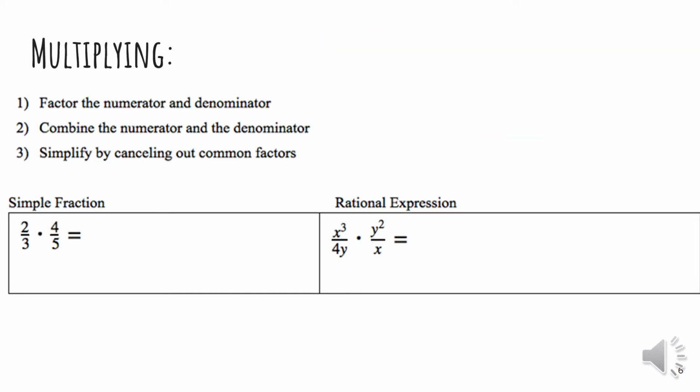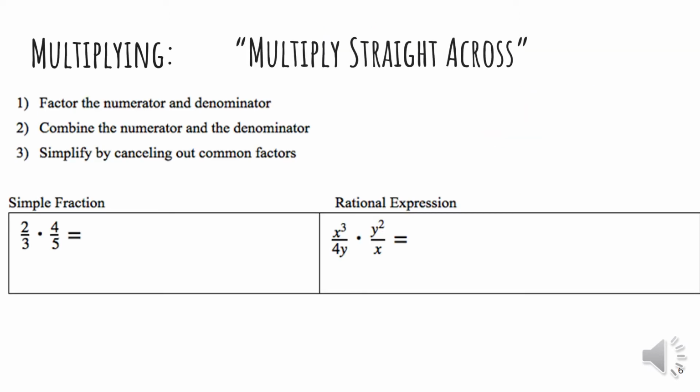To multiply rational expressions, we need to multiply straight across. This is the exact same process as we use for simple fractions. If I ask you to multiply 2/3 times 4/5, you would multiply 2 times 4 and 3 times 5 to get your answer of 8/15. The same is true for rational expressions.